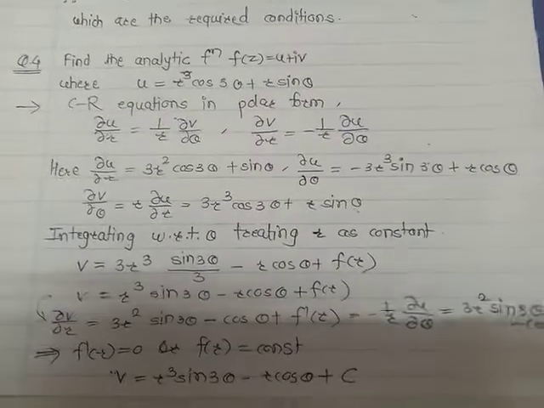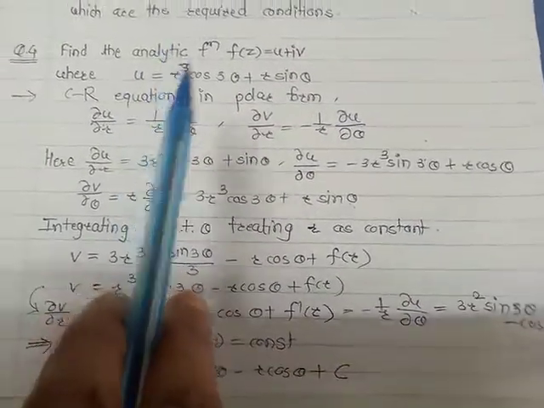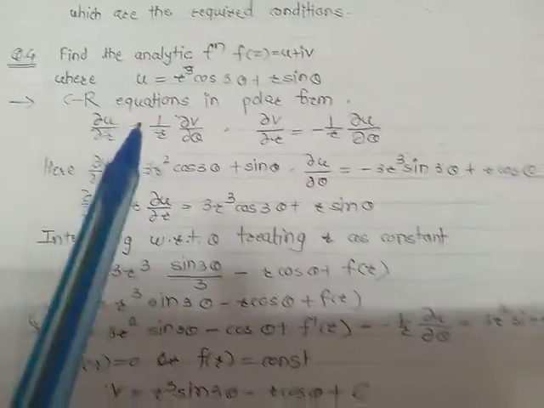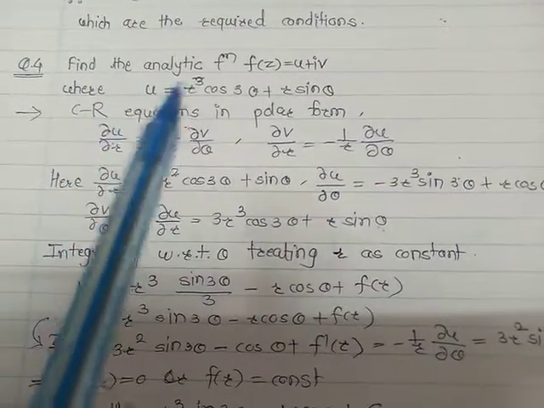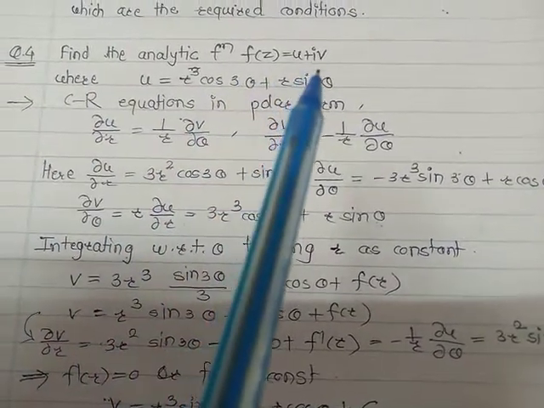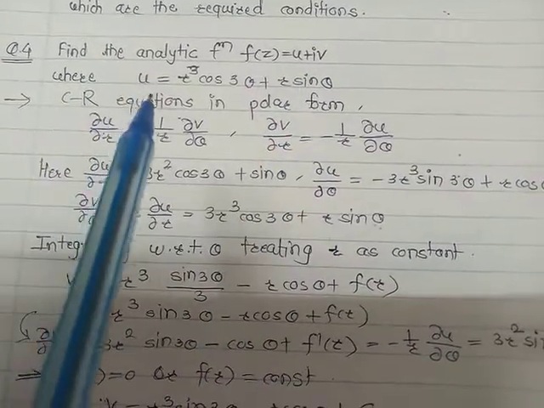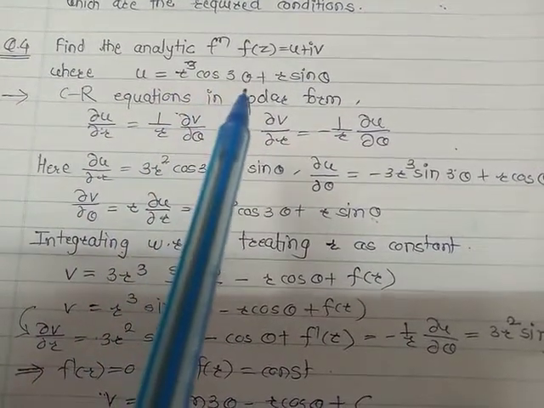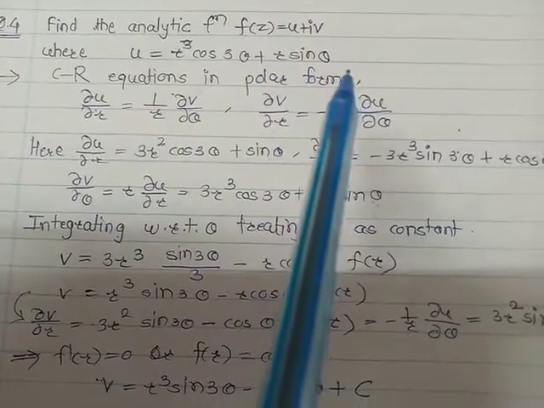Hello students, today we will continue analytic function. Let us consider one example. Find analytic function f(z) which is u plus iv, where u is equal to r cube cos 3 theta plus r sin theta.